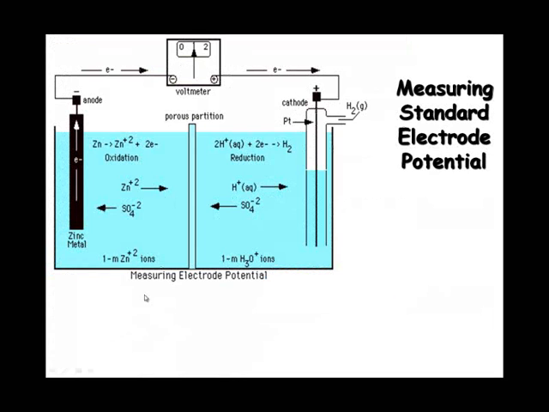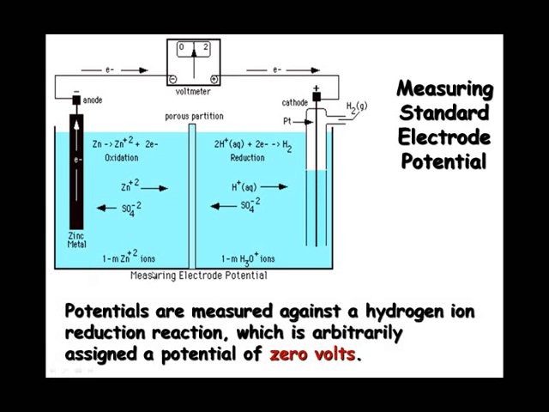Alright, so we can measure standard electrode potentials. Here we have a galvanic cell. Again, potentials are measured against hydrogen, which is arbitrarily set at 0. And here we have zinc metal that is losing electrons. Electrons flow through the wire and back into the, in this case it's the platinum, it's an inert electrode.